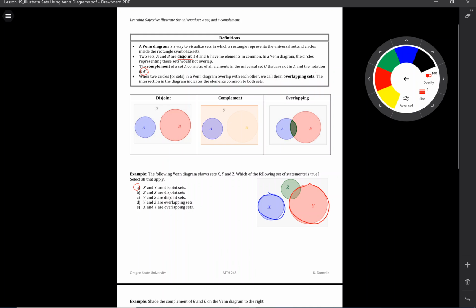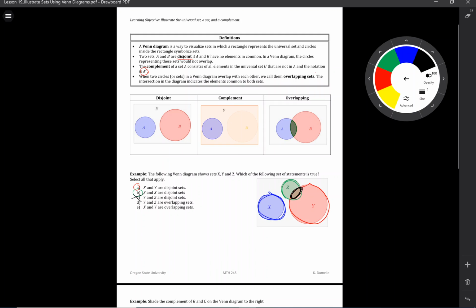What about x and z? Are these disjoint sets? Well, here is x, here is z. Those two sets do not have anything in common. They are disjoint, so that is true. Y and Z are disjoint sets. Well, we can see that there is an overlap here between Y and Z, so C is not true.